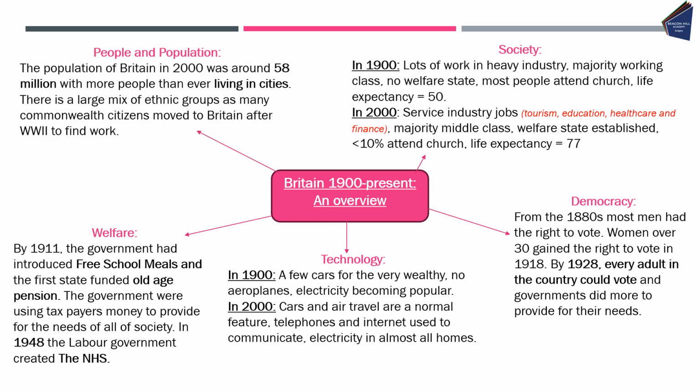Finally, we have people and population. So the population of Britain in the year 2000 was around 58 million, with more people than ever living in cities. There is a large mix of ethnic groups as many Commonwealth citizens moved to Britain after World War II to find work.